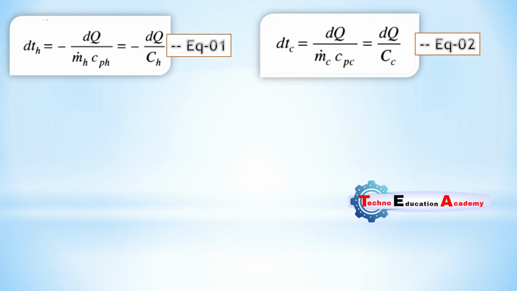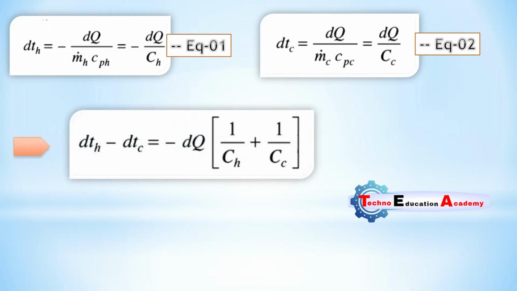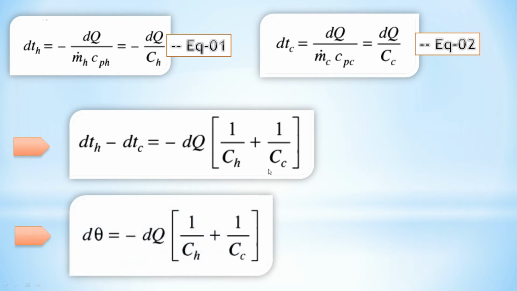We have already derived equation 1 and equation 2 in the previous slide. Now we subtract equation 2 from equation 1. So dTh minus dTc, now put the value. Here you can see that in equation 1 and equation 2 the common term is dQ, so keep it outside, and the negative sign is also common. So minus minus plus, 1 upon Ch plus 1 upon Cc. Further we simplify this equation.